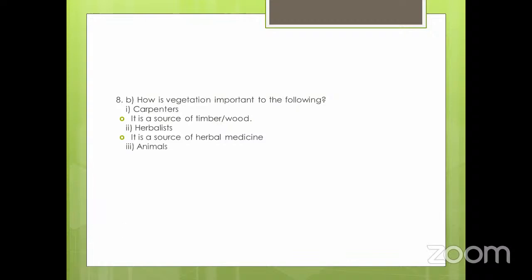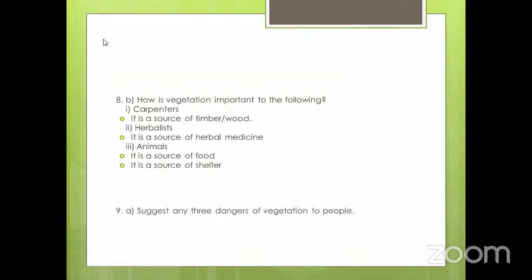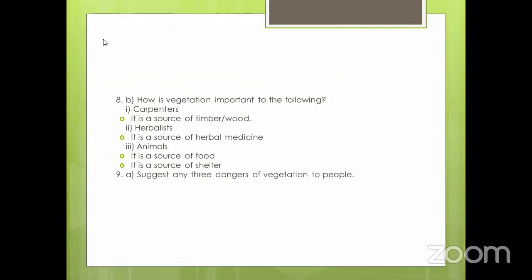Then the other one, animals. How is vegetation important to animals? Vegetation provides animals pasture. With pasture, that is food. Then the other thing animals get from vegetation is shelter. Yes, it is food and shelter. Then we go to the last question. The last question is there.